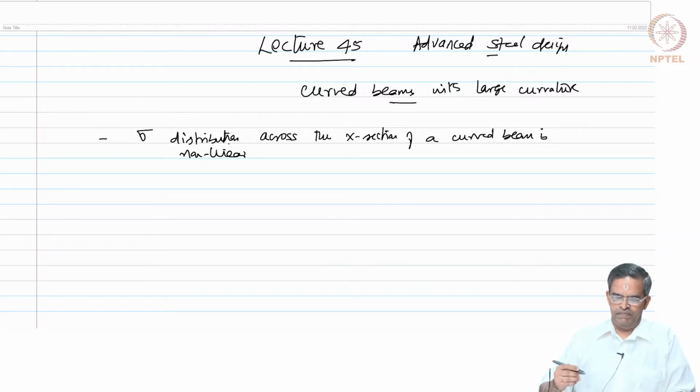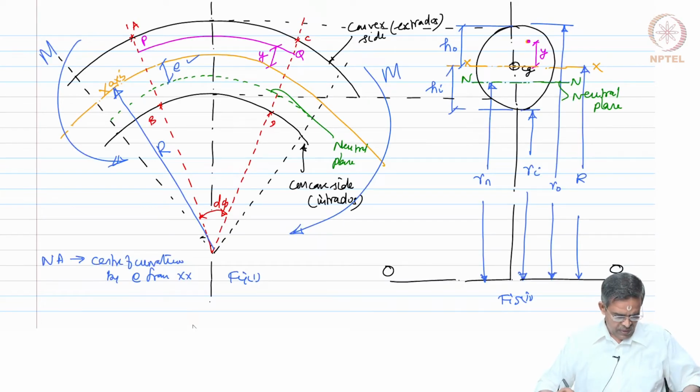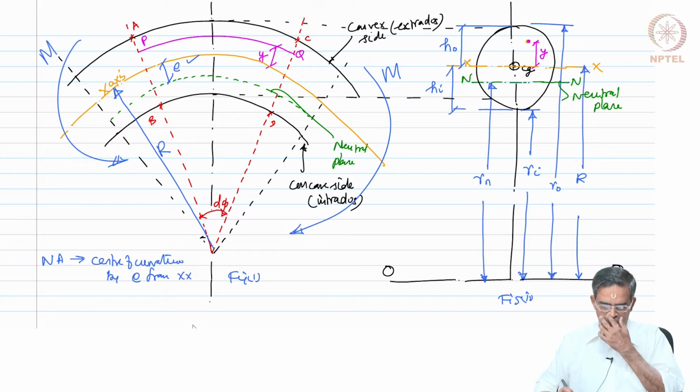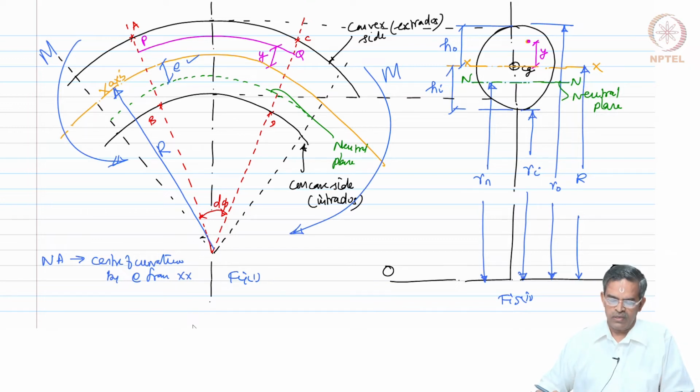Okay? So, this was the discussion what we had in the last lecture. I urge that you should please redraw this figure again. I will hold the screen for a second. So, we have got the condition for a large initial curvature. Please remember that the moment is applied at the ends in such a manner that it tends to decrease the cross section. Okay?